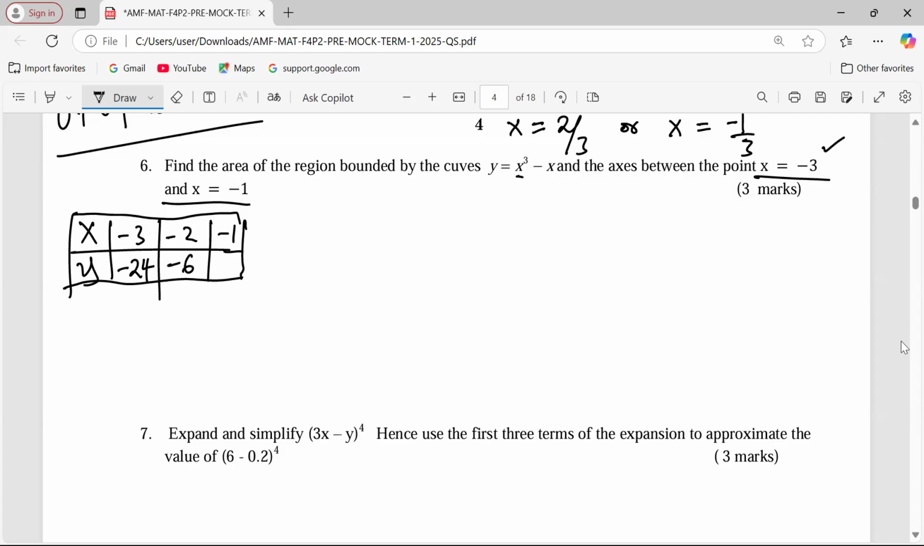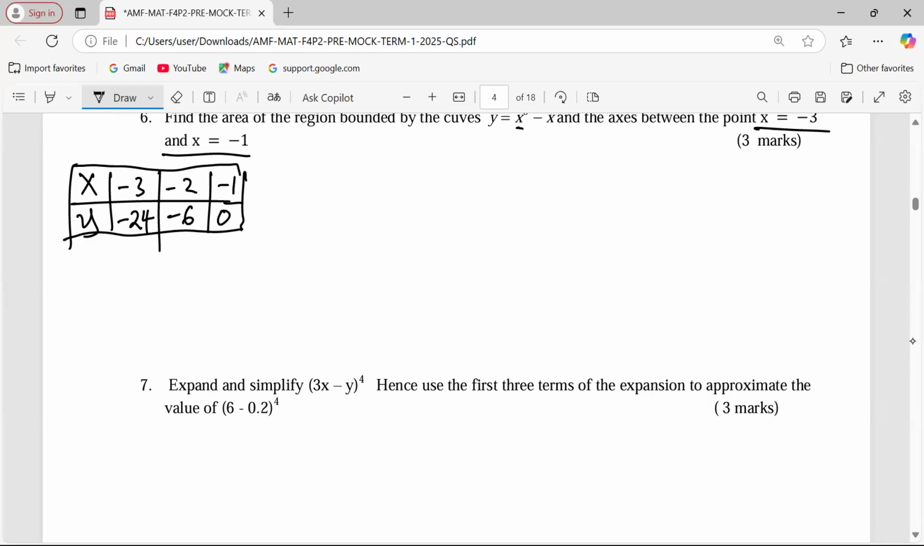Let's talk about negative 1 now. So when negative 1 is placed there, it will be negative 1 power 3 minus a negative 1. You know, negative 1 power 3 remains negative 1. But when we subtract a negative 1, it becomes negative 1 plus 1. And this is going to become a 0. So looking at these values, you will discover that the curve behaves this way. This is how the curve behaves between the limits which have been provided.